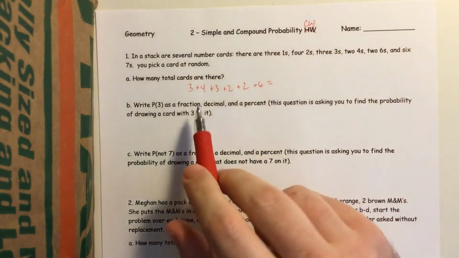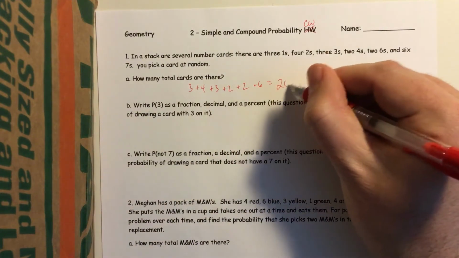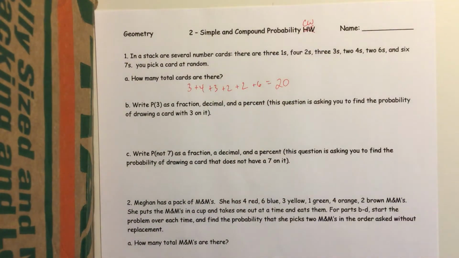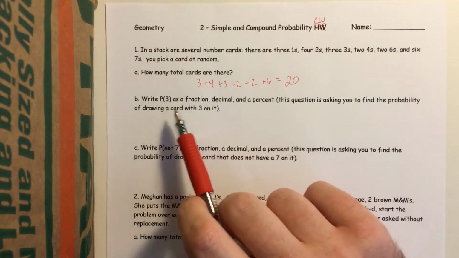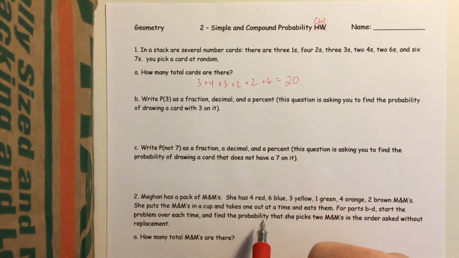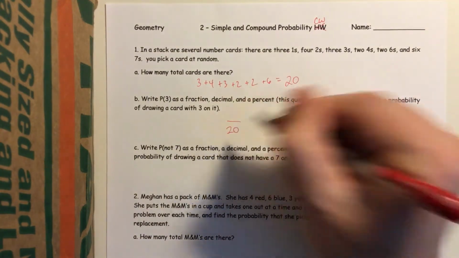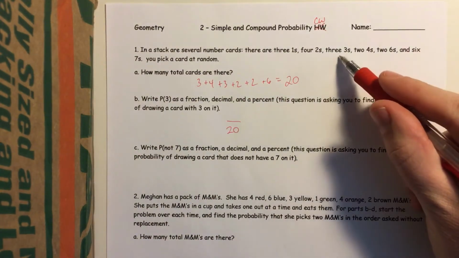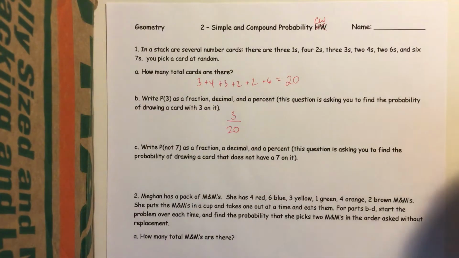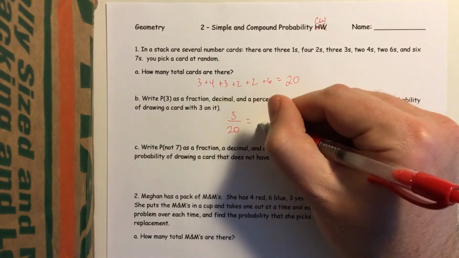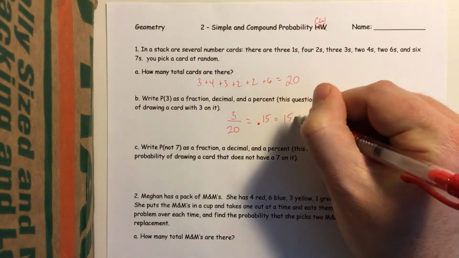All right, so how many total cards are we talking? 3 plus 4 plus 3 plus 2 plus 2 plus 6. I got 20 cards. Okay, so find the probability of pulling a card with the number 3 on it, as a fraction, a decimal, and a percent. We have 20 total cards, and 3 cards have the number 3 on it, so we have a 3 out of 20 chance, and that's our fraction. If you want the decimal, put that in your calculator. 3 divided by 20 is 0.15, and for the percent, move that decimal place over twice, which is 15%.